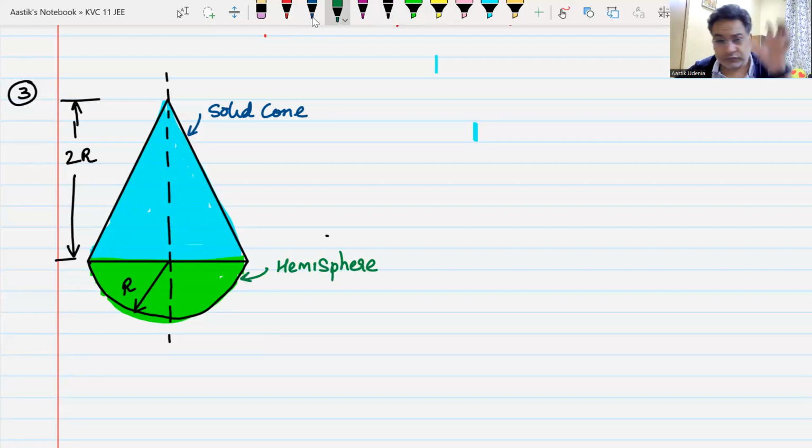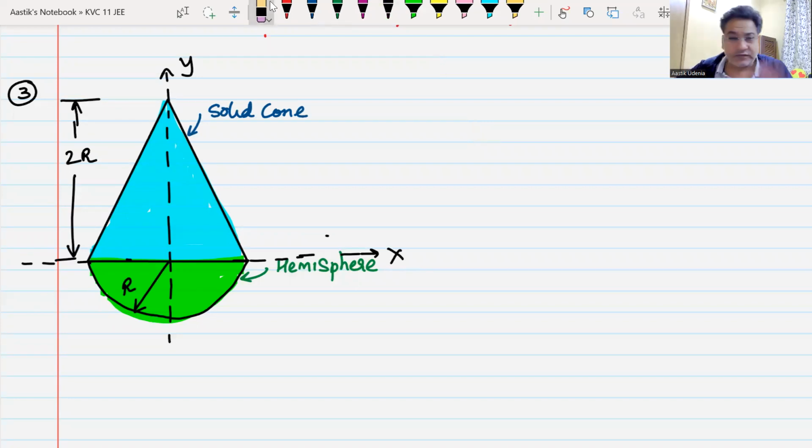Now, solid cone, solid hemisphere. If you choose your coordinate system correctly, which coordinate of center of mass do you need to find out in this diagram? X or Y or Z? Y coordinate, sir. Because we have chosen the x-axis in such a way that the x coordinate of the center of mass would be 0, yes or no?